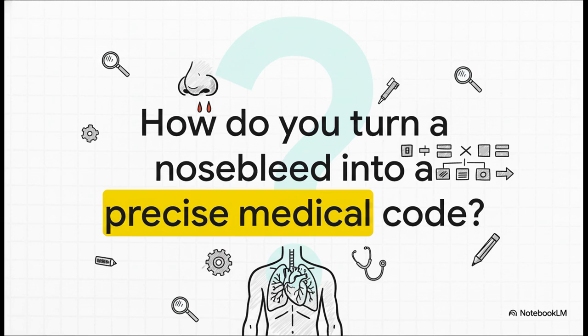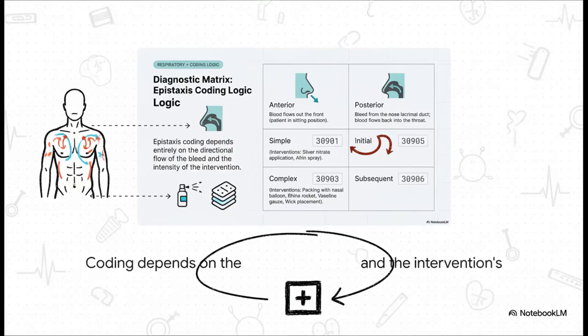How on earth do you take a common thing like a nosebleed and turn it into a specific, universally understood medical code? How do you capture the details that actually matter? Well, the answer is in this simple but kind of brilliant matrix.